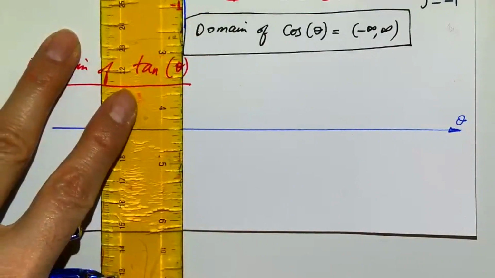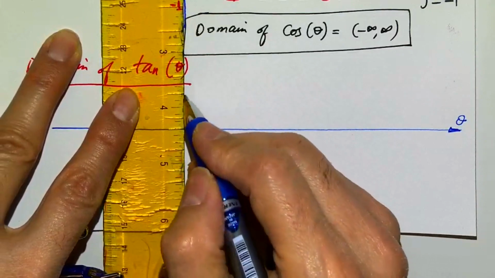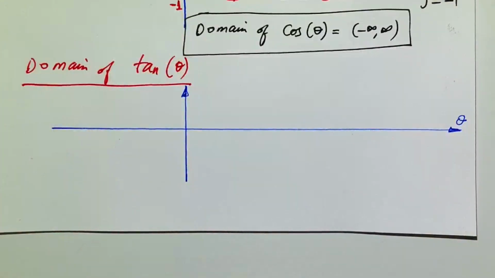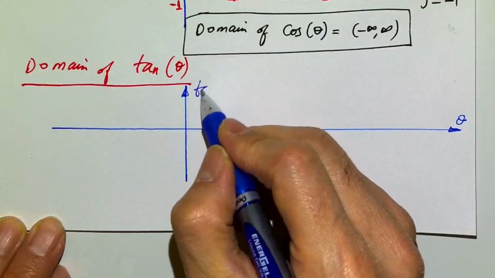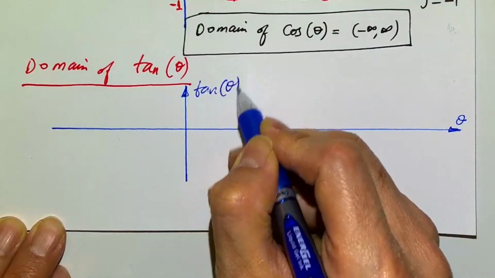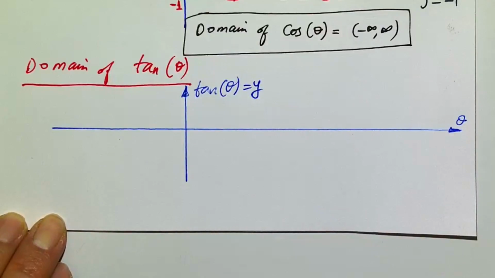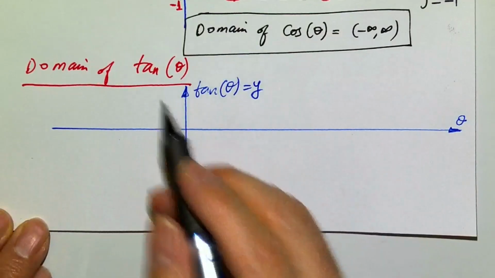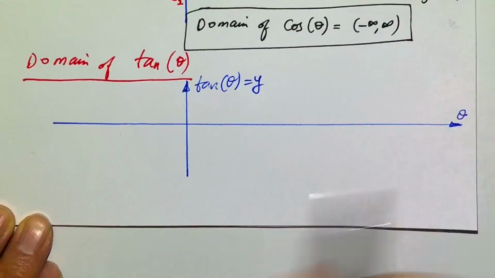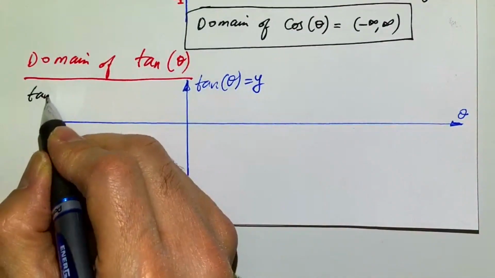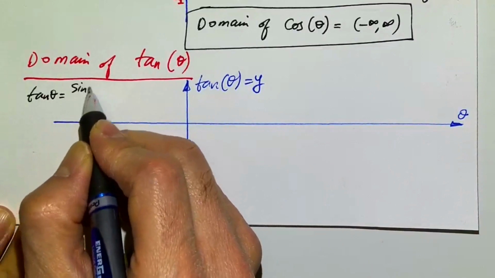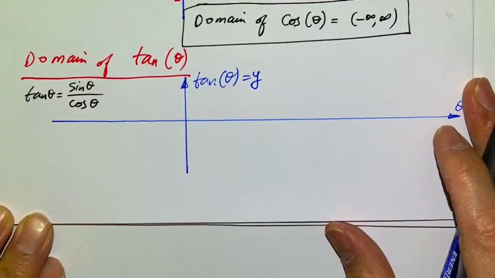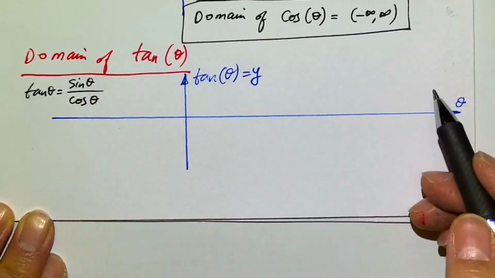And let's put the vertical axis, which would be y equals tangent of theta, right? Tangent of theta equals y. So then, given that, I'm going to write this here. Tangent of theta is equal to sine of theta divided by cosine of theta. It's so important that I wrote it right away there.